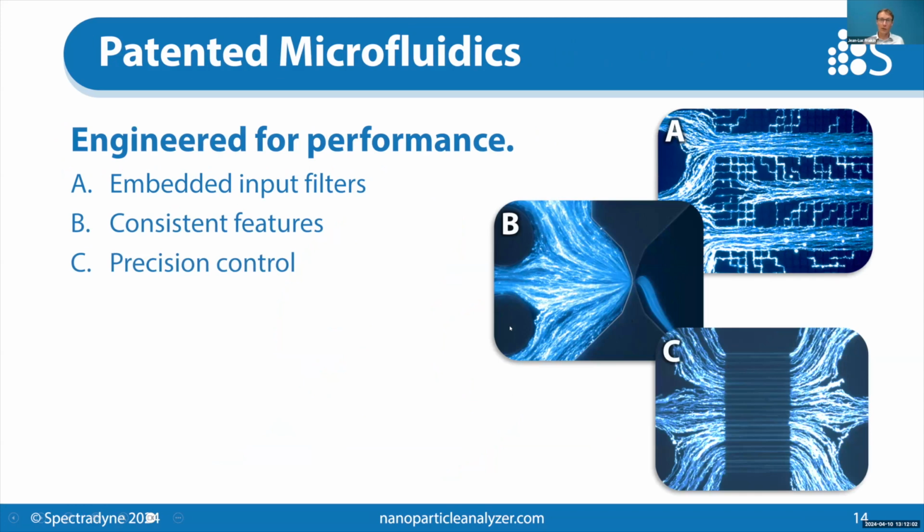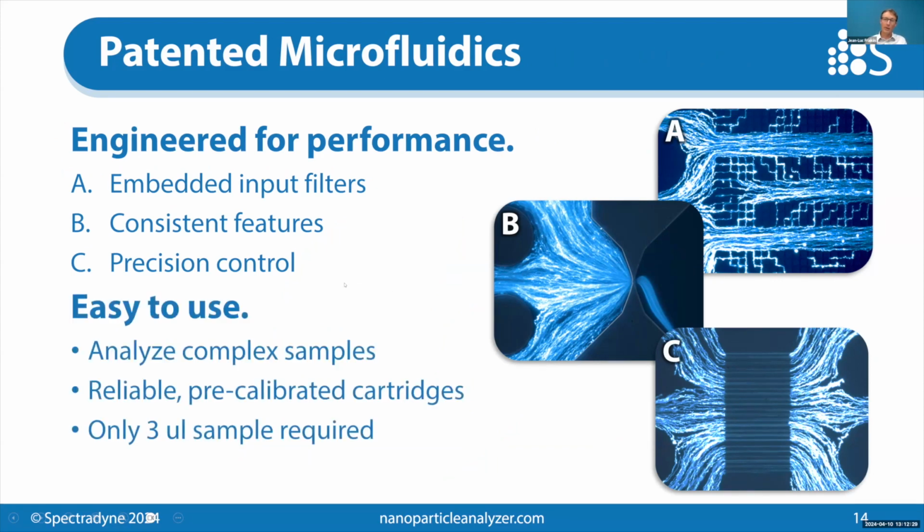One of the reasons this works is because of Spectradyne's patented microfluidics. These are highly engineered cartridges that include features that allow you to measure very complex samples in the cartridge. So one thing I'm showing up here in the far top right, panel A, is an input filter that's embedded in each cartridge, so it excludes large particles that might otherwise block this constriction as it comes through, okay?